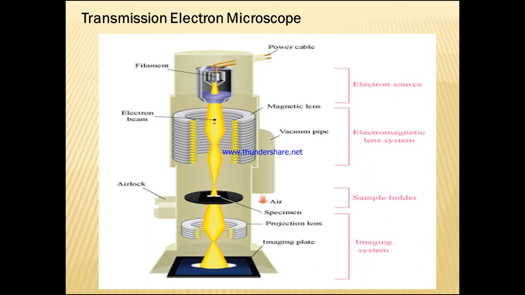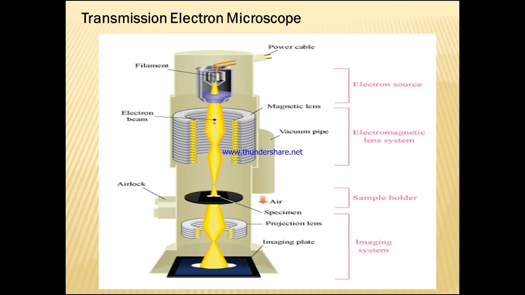We have advantages over this one. It offers more powerful magnification when we compare it with the optical microscope or the scanning electron microscope, because of its high resolution and high magnification. It provides information on elements and compounds in the materials also. The images will be of high quality.